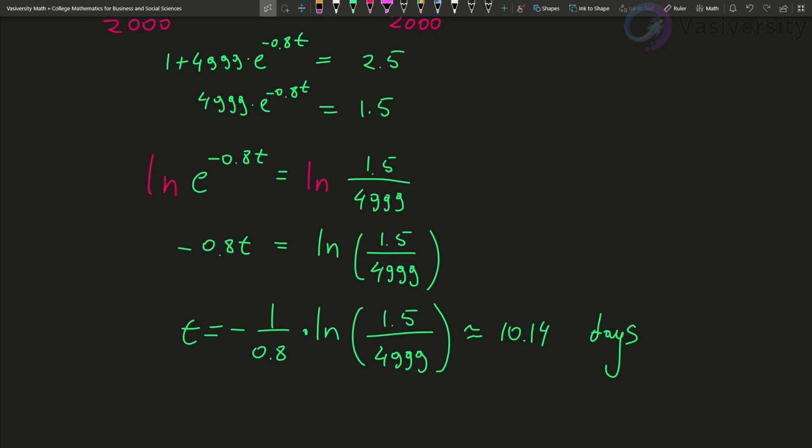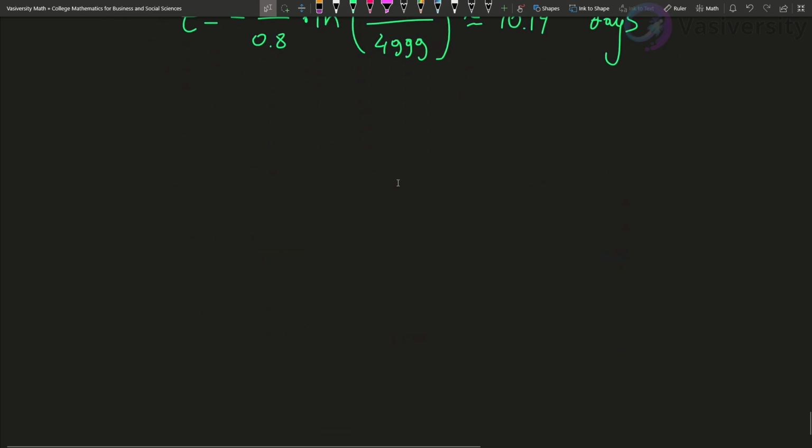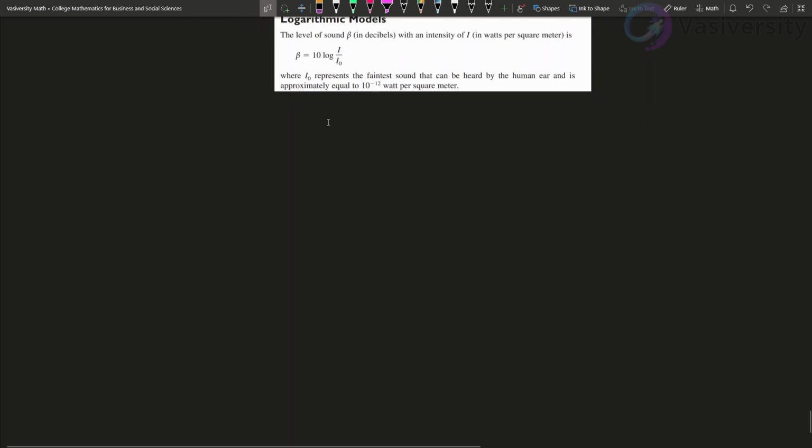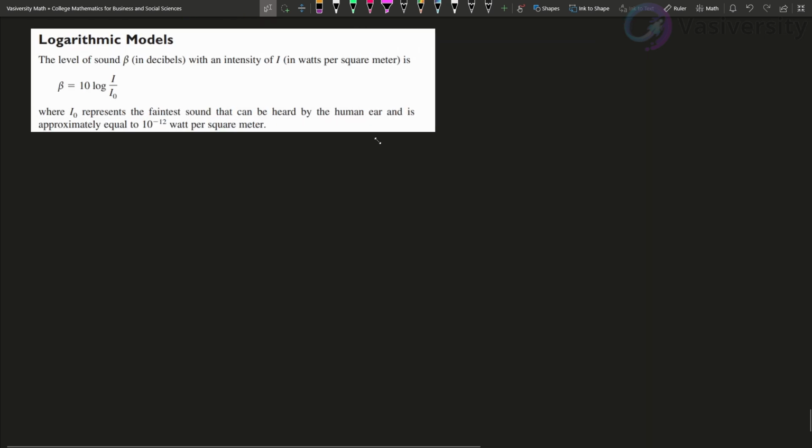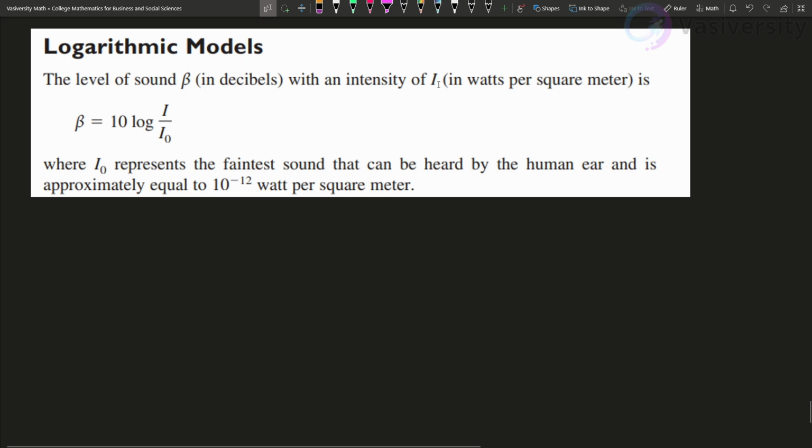All right. And then the last part is going to be the logarithmic models, right? The last model that we're doing today is the logarithmic model. Here is an example of one of the logarithmic models. The sound level, right? The level of sound in decibels, with intensity I in watts per square meter, is as follows, where I naught represents the faintest sound that can be heard by the human ear and is approximately equal to 10 to the negative 12 watts per square meter.